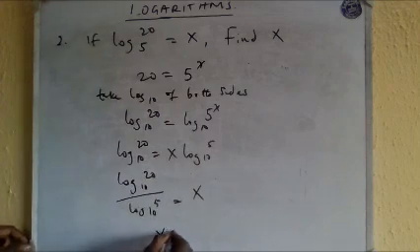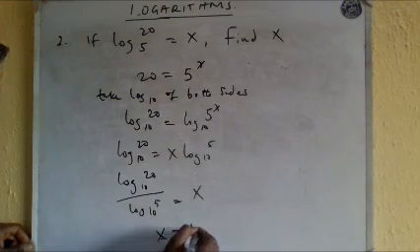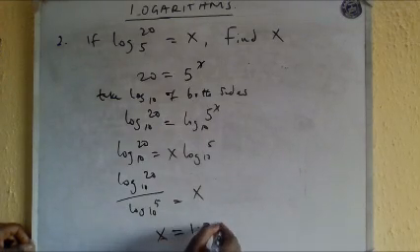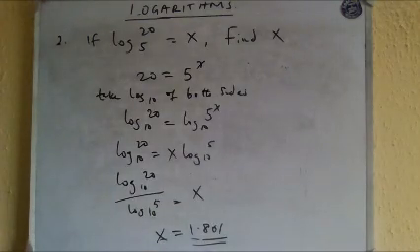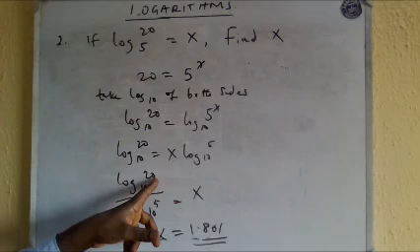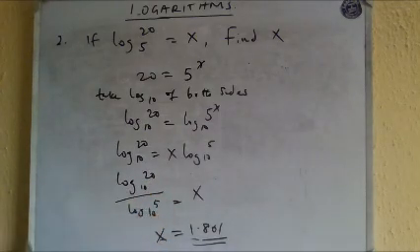When you use your calculator, you can find out what this is. X is now equal to 1.861 by punching the calculator. You just say log 20 divided by log 5. So it will give you 1.861. This is the answer. So we'll do one more example and we'll wrap up for this topic.